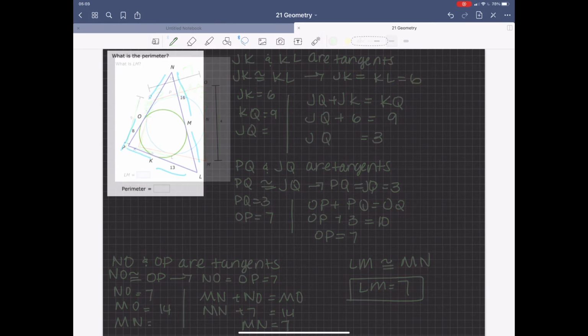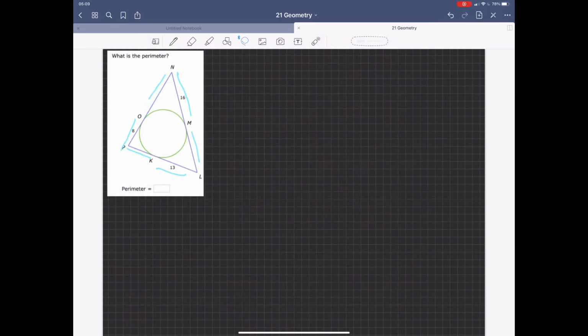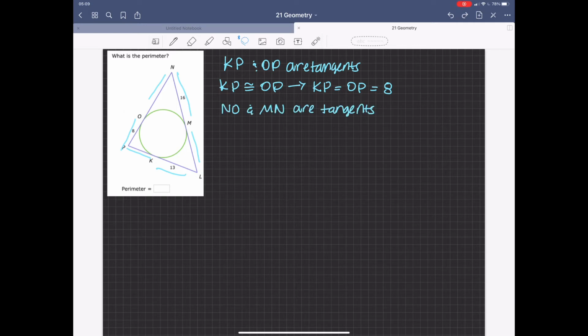Okay, so for this next one, this triangle, it says, what is the perimeter? I know that KP and OP are tangents. KP is going to be congruent with OP, which implies that KP equals OP, which equals 8. NO and MN are tangents. NO is congruent with MN, which implies that NO equals MN equals 16.